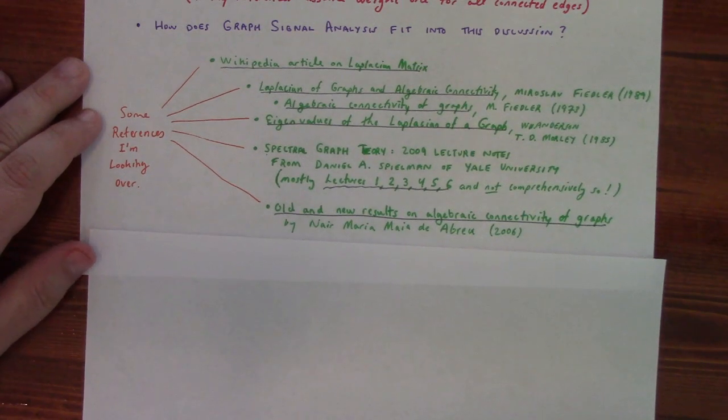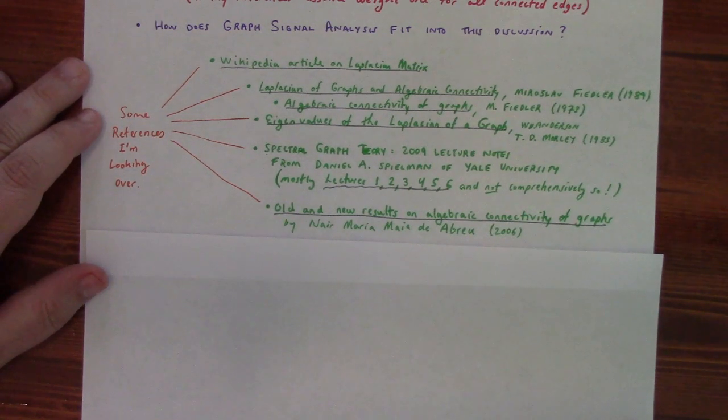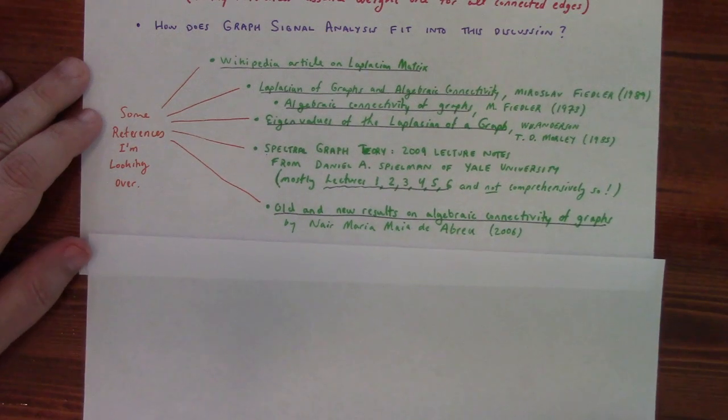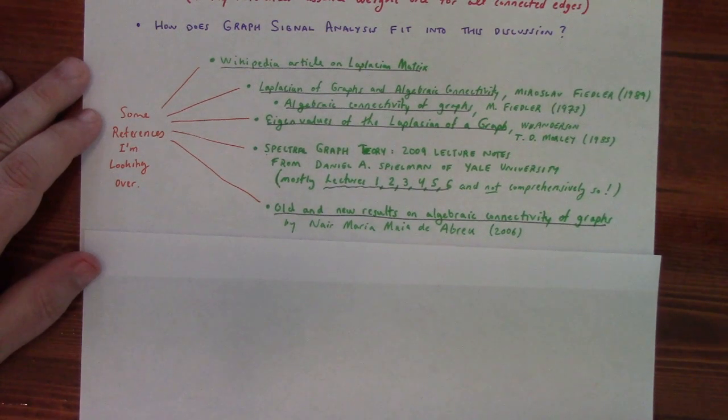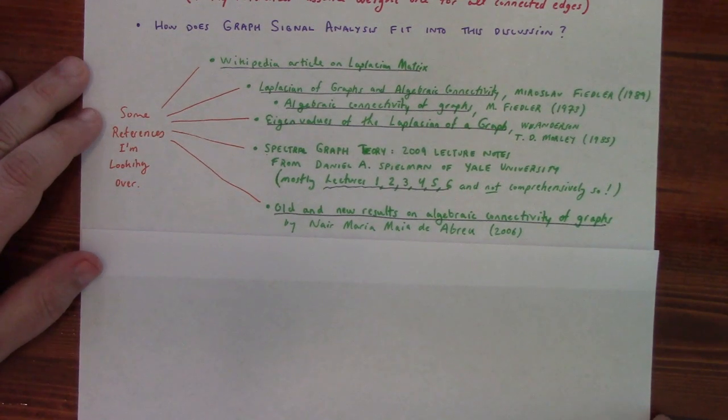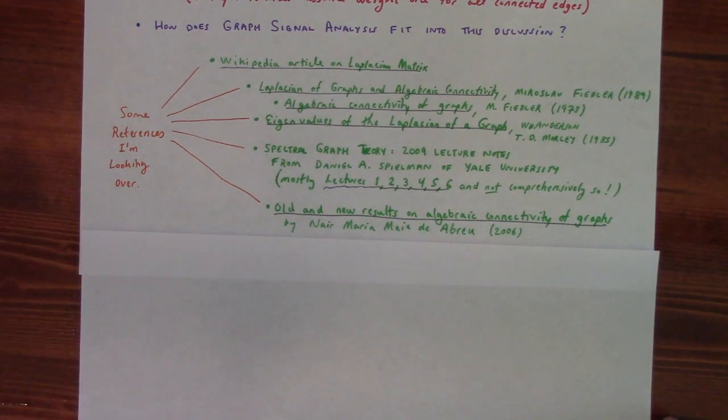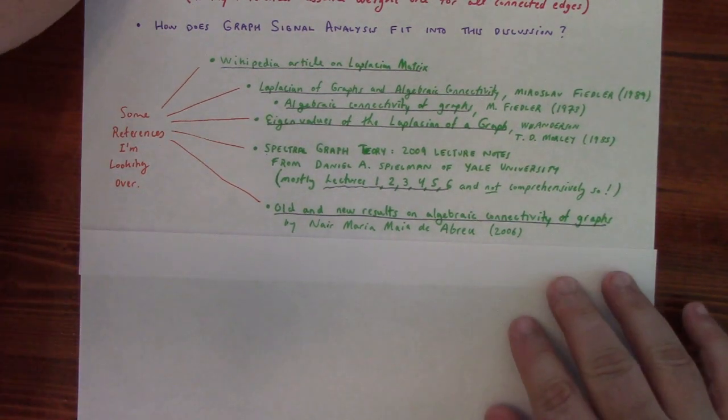And then finally, eventually, we'll get back to old and new results on algebraic connectivity of graphs, which is a pretty current review. Well, I guess it's 14 years old, but it's relatively new review by, I guess, Abreu. There's a more recent review by another author, Chinese, I forget the last name, but there's been, I think, a fair amount done since 2006 on this topic. So anyway, we're just trying to get to the start, so let's get to it.